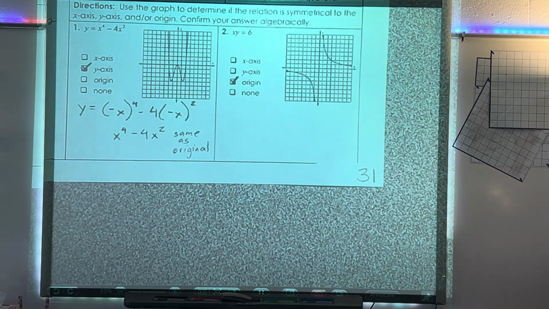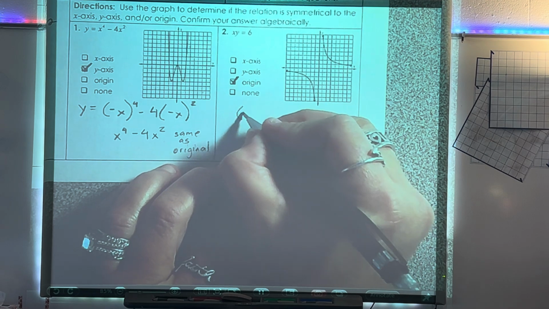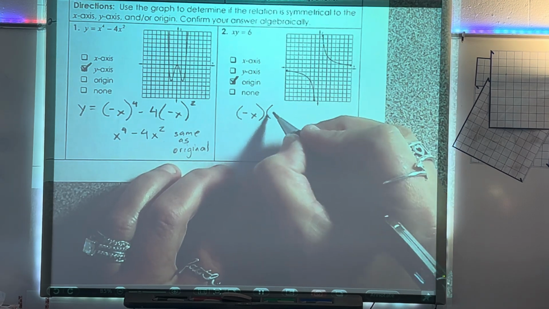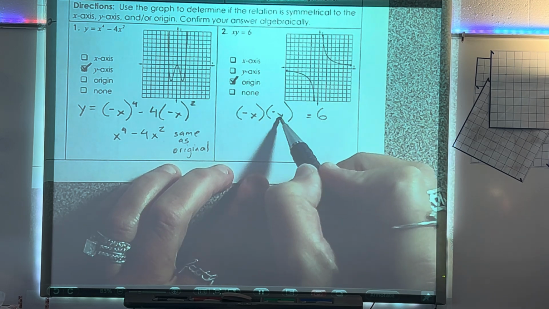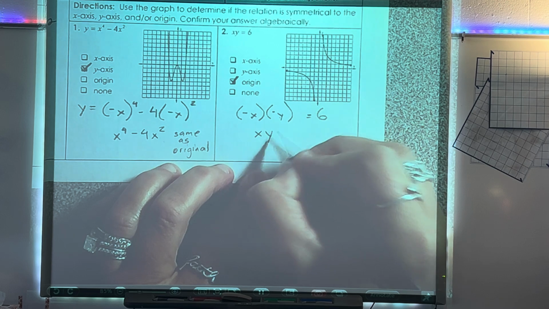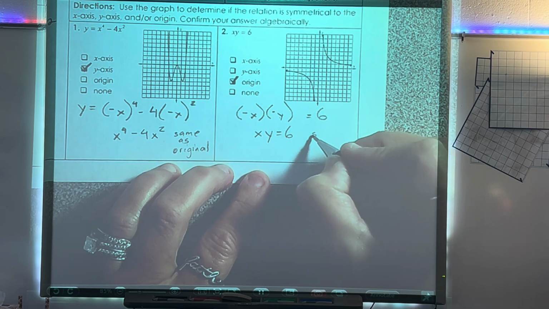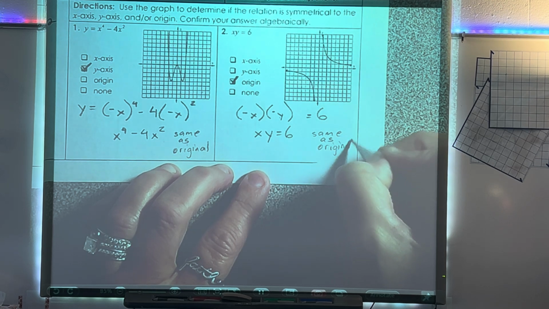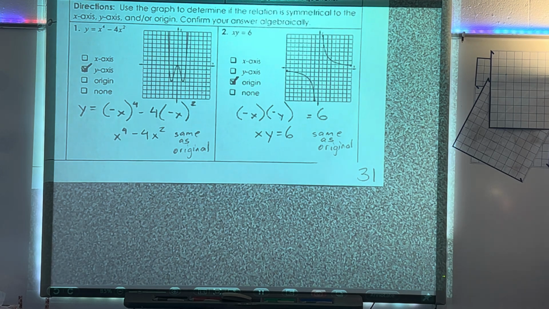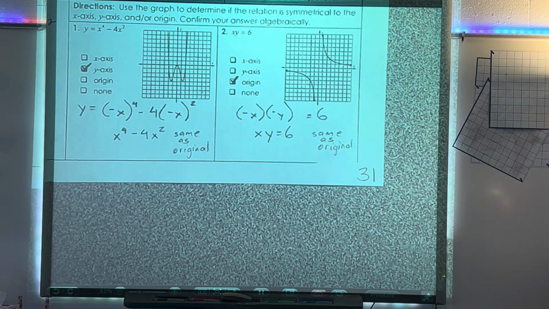So mathematically, to check the origin, I've got to change the sign of both x and y. Are we okay there? So if I take negative x and multiply it times negative y, I get positive x y is equal to 6. It is the same as the original. So if it's the same as the original, then it is what I thought it was. If it doesn't come out the same as the original mathematically, then I was wrong about what I thought. Does that make sense? Everybody okay there?